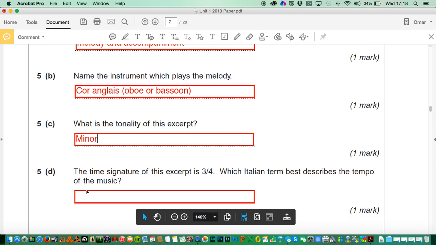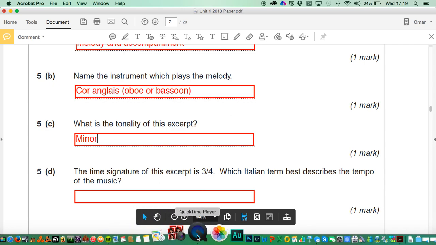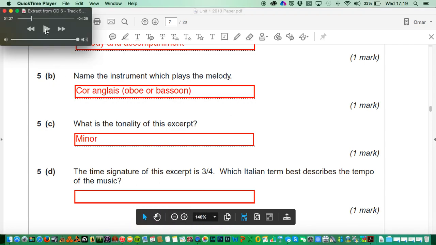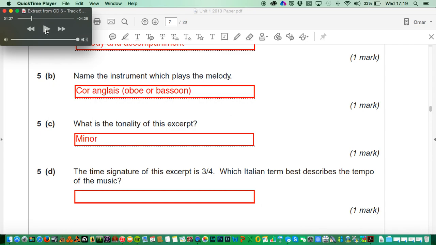Okay, we're now going to work out the tempo. So we're going to listen to it again, and I shall mark where the beat is. And what I'm going to do is I'm going to try and count how many clicks I can fit into 1 second. Here is excerpt A for the third and final time.